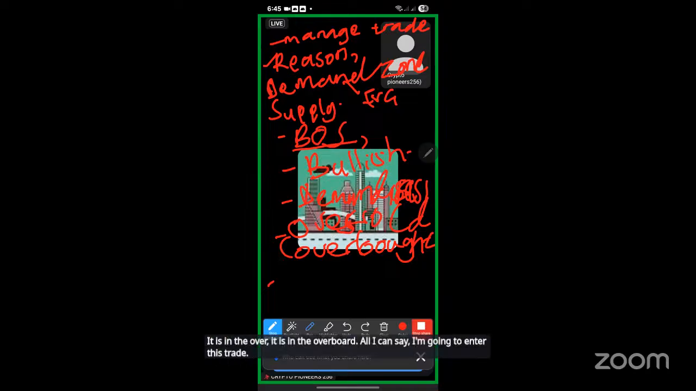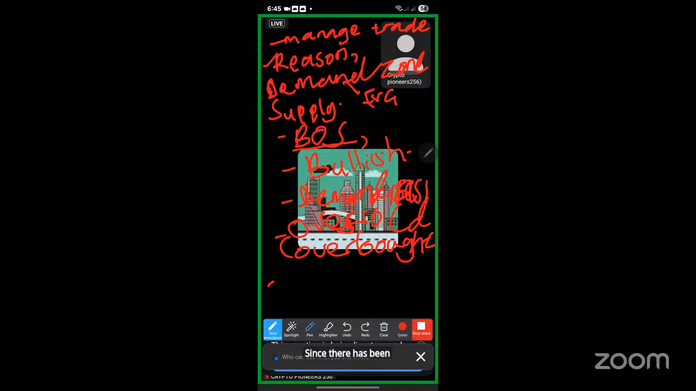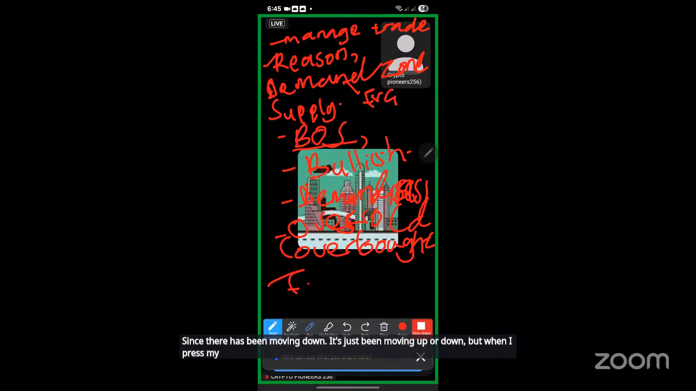Reason being, when I try to measure this coin, since it has been moving down, it has been moving up or down. But when I press my fib retracement, it is at a 61.8.